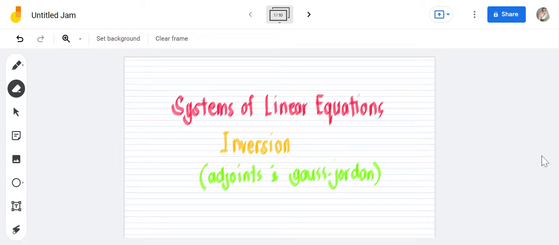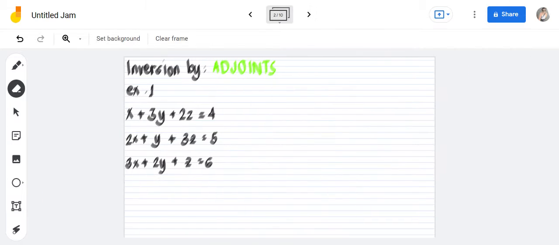We saw in this lecture, we're going to discuss more examples involving finding the solution of a system of linear equations by inversion. So we have two methods: inversion by adjoints and inversion by Gauss-Jordan. We start off first with inversion by adjoints. We are given here three equations with three unknowns.